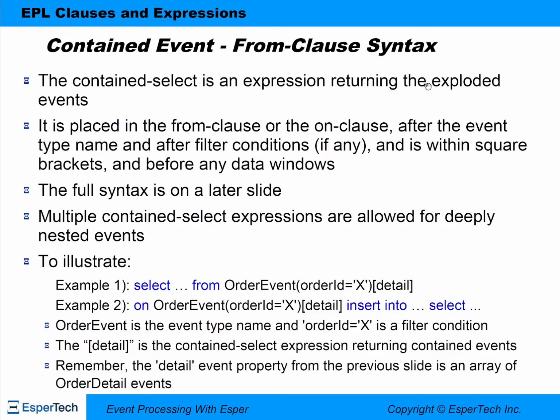The contained select is an expression returning the exploded events. The contained select is placed in the from clause or the on clause, after the event type name and after filter conditions, and within square brackets, and before any data windows. The full syntax is on a later slide. Multiple contained select expressions are allowed for deeply nested events. To illustrate.